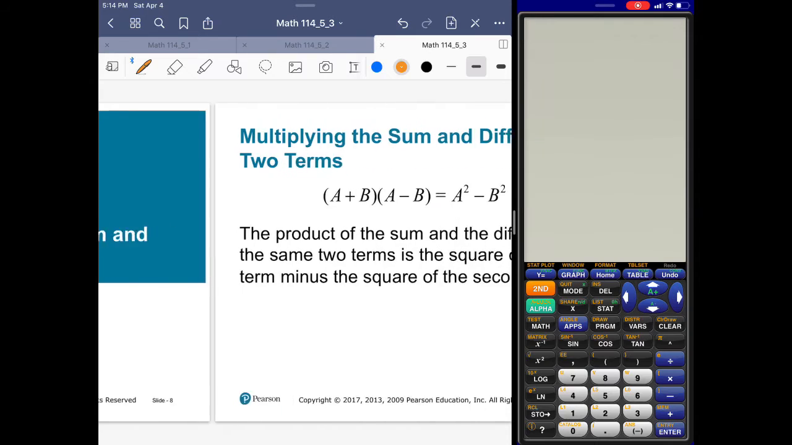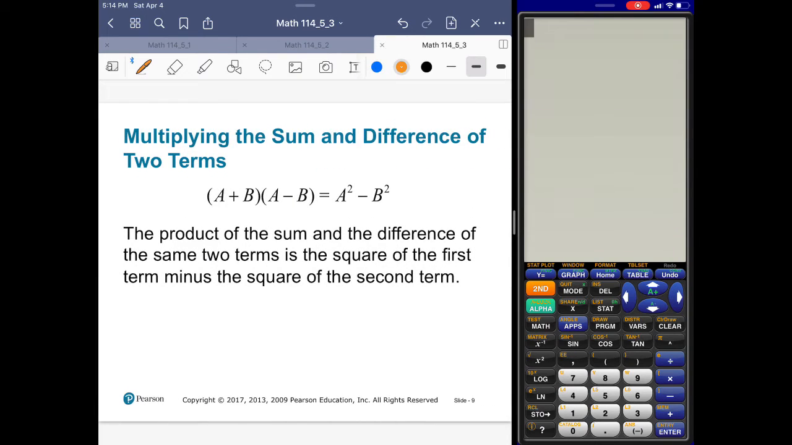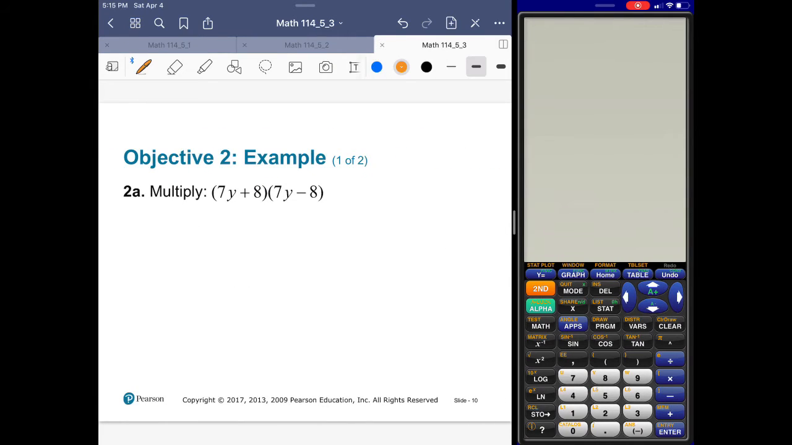Multiply the sum and difference of two terms. When you're doing the sum and difference of two terms like so, this becomes a squared minus b squared. The product of the sum and the difference of the same two terms is the square of the first term minus the square of the second term. So on this one, we have exactly the same terms, the only difference is they're differentiated by the plus and the minus. So let's use a equals 7y and b equals 8.